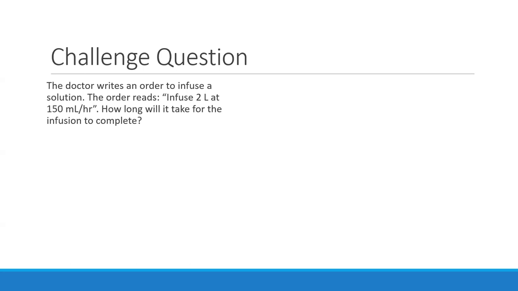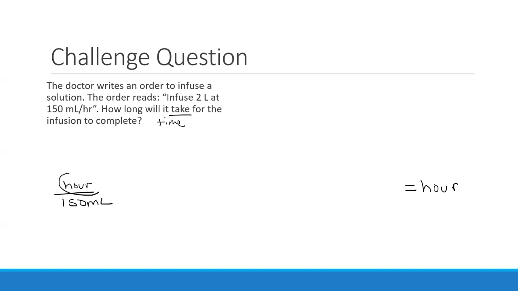So what am I looking for? I'm looking for time. So I'm going to put time here. And on here, what has time? Hour. So I'm going to put equals hour back here. So I've got 2 liters at 150 mLs per hour. So I'm going to put hour on top because that's what I'm looking for, over 150 mLs.